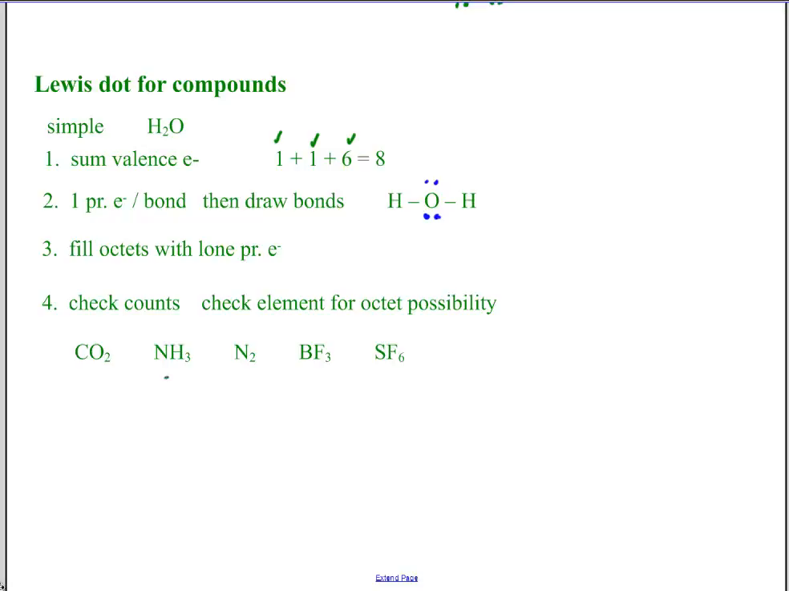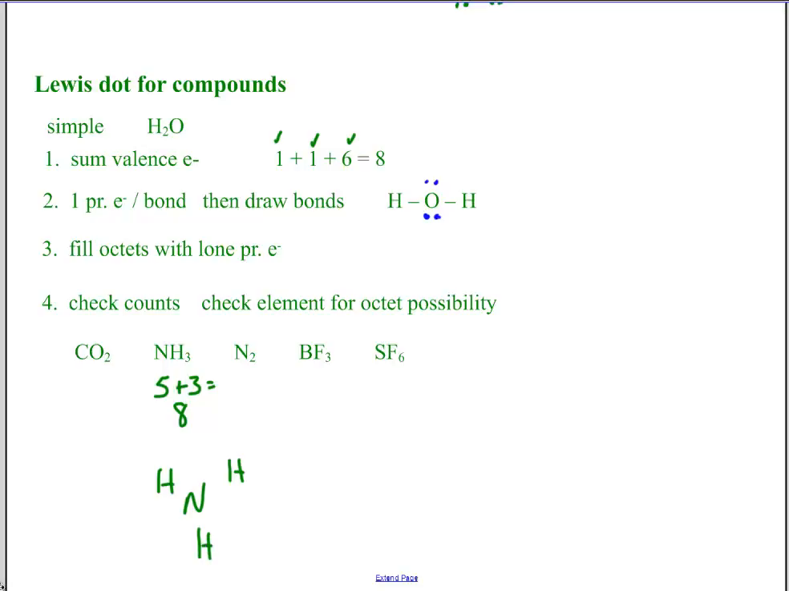Nitrogen has 5 valence electrons. Hydrogen has 1, and there are 3 of them, so I have 8 electrons. When I have an atom that is a singleton and multiple copies of another element, the singleton in general goes in the center. So I'm going to stick nitrogen in the center, and I have 3 hydrogens surrounding it.